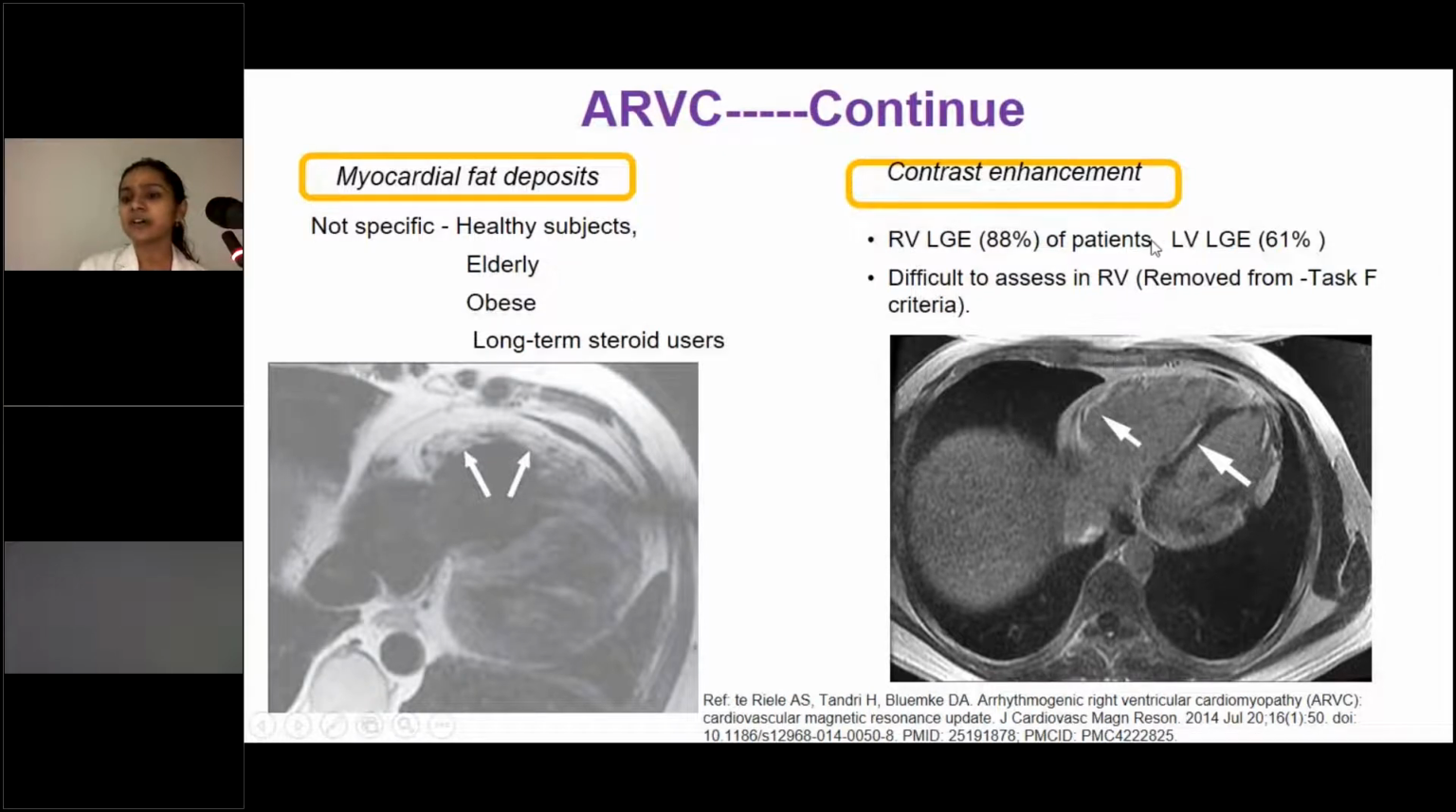Another feature is late gadolinium enhancement, which is considered to be a very strong pillar of cardiac MRI, and is also seen in these patients, involving the right ventricle in up to 88% of patients and the left ventricle in up to 61% of patients. But it has not been included in the task force criteria because assessment of enhancement in the right ventricle is very difficult because of the very thin wall, and enhancement in the left ventricular myocardium can be seen in a number of other infiltrative cardiomyopathies, and therefore differentiating it from other cardiomyopathies is very difficult.